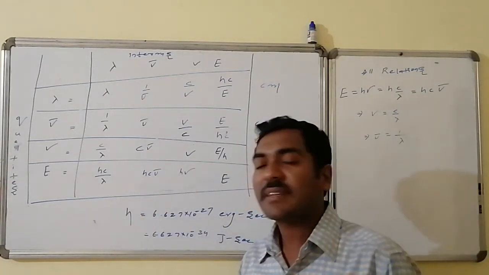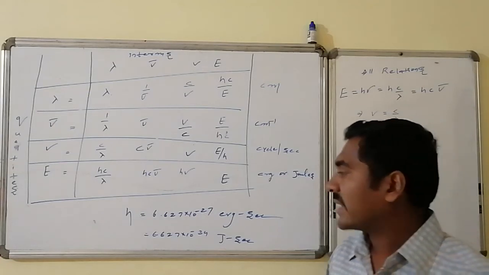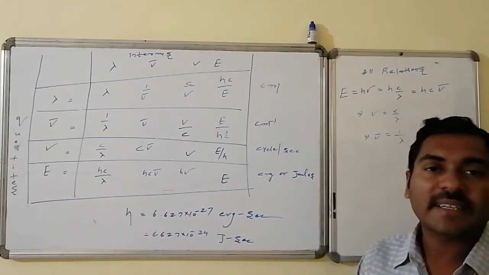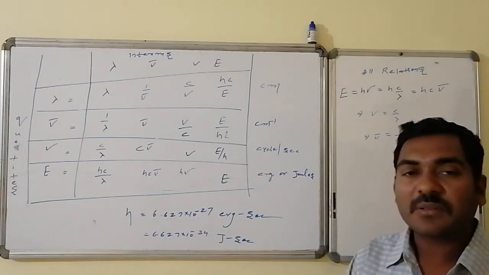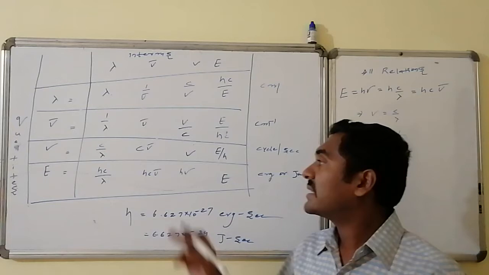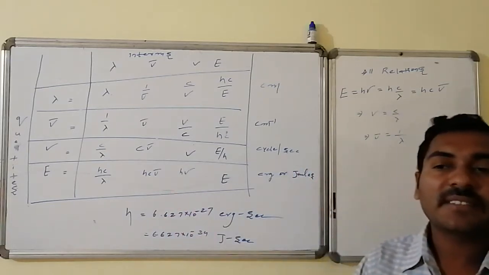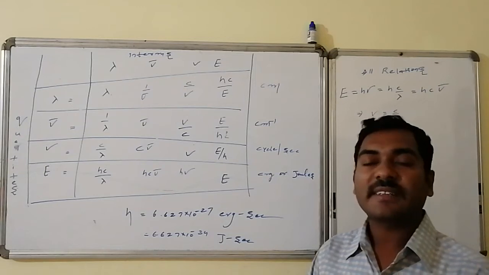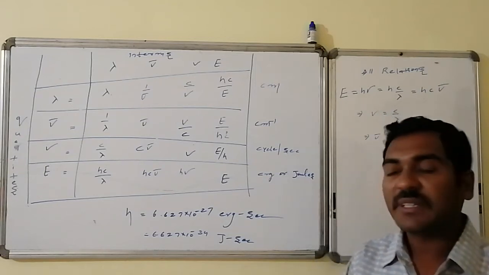There is one new constant term, that is Planck's constant, h is equal to 6.627 times 10 power minus 27 erg seconds, which is equal to 6.627 times 10 power minus 34 joule seconds. Whereas c is velocity of light, that is 3 into 10 power 10 centimeters per second, else that is 3 into 10 power 8 meters per second.